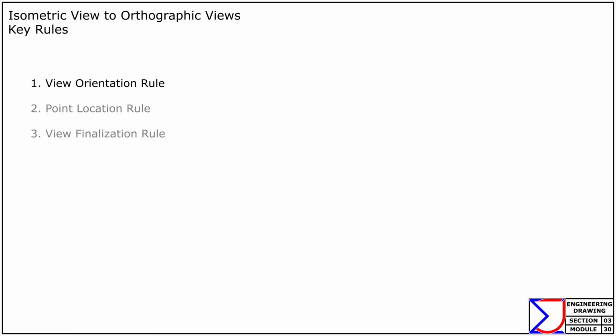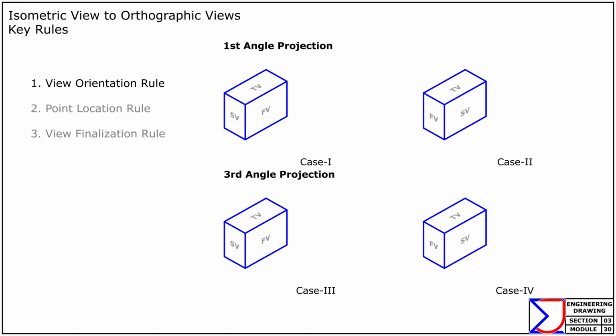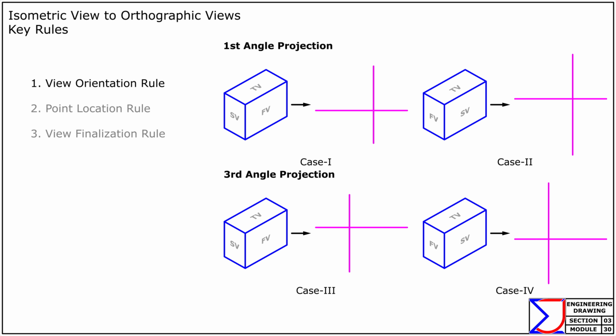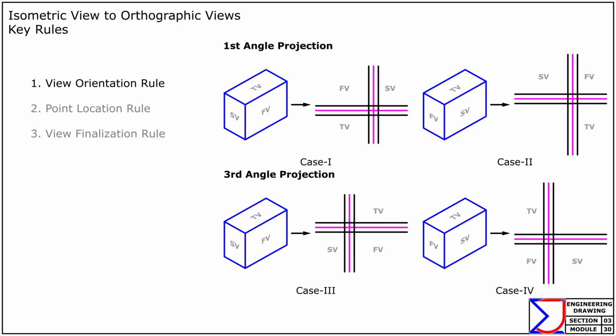In this module, we will learn how to convert a 3D isometric view into accurate 2D orthographic views: front, top, and side. Let's begin with the key rules. 1. View Orientation Rule. First, identify the orientation and arrangement of the orthographic views based on the projection method, first angle or third angle. Determine the relative positions of the front view, top view, and side view.